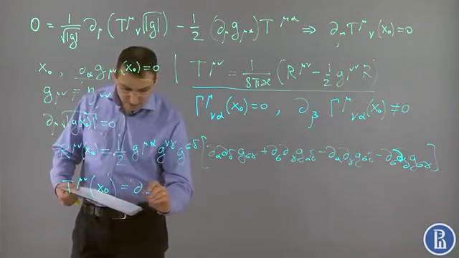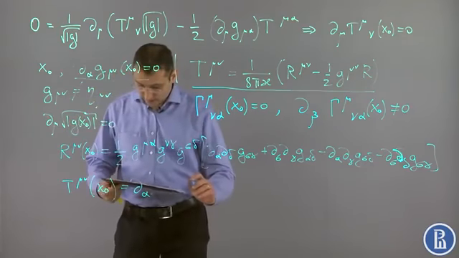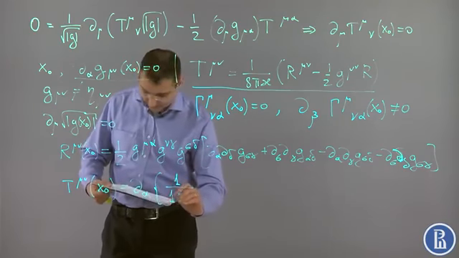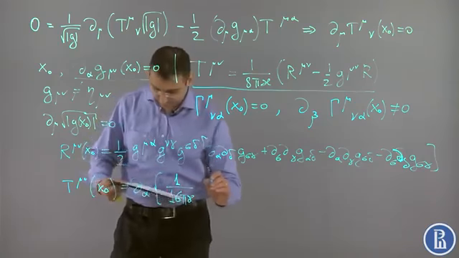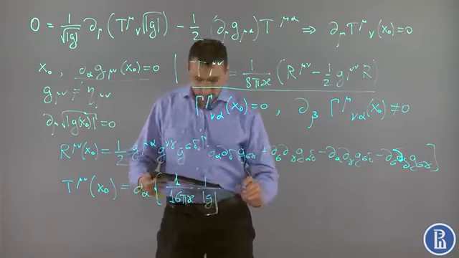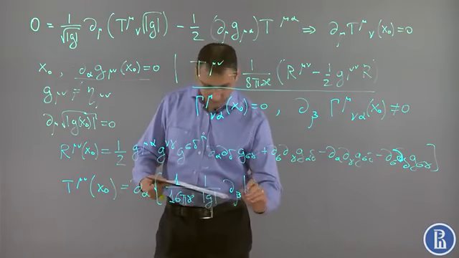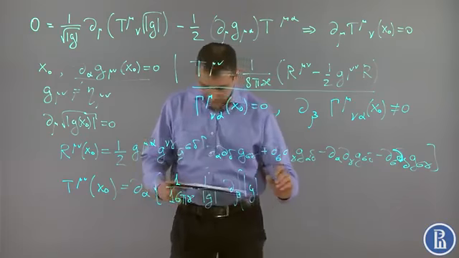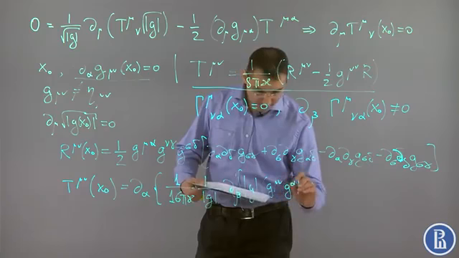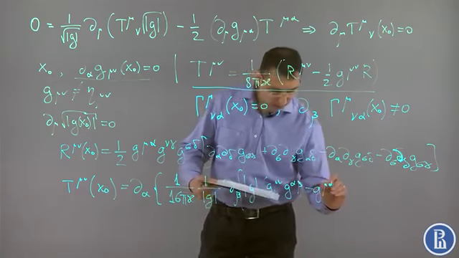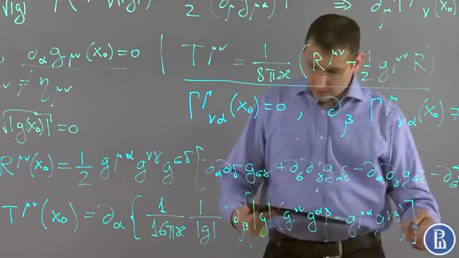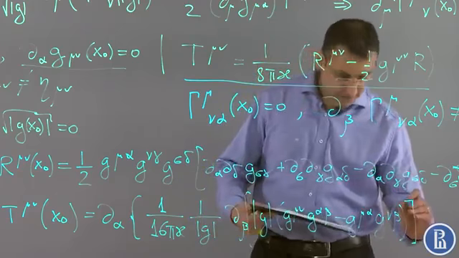is equal to ∂_α of 1 over 16 π κ over modulus of g, ∂_β of modulus of determinant again, (g^{μν} g^{αβ} minus g^{μα} g^{νβ}), and finally closing this.